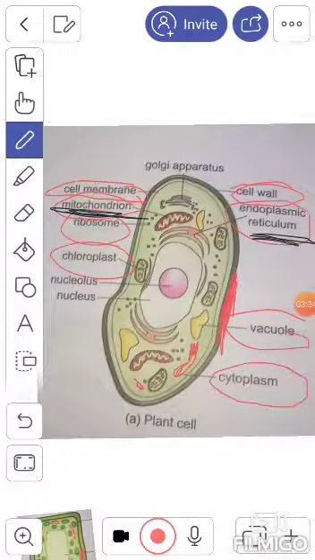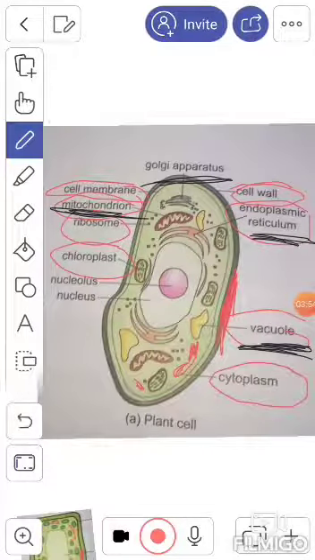Endoplasmic reticulum, it is responsible for storage of material, transport of material and synthesis of material. Golgi apparatus, also known as Golgi body, is responsible for secretion of many materials. Vacuole is a non-living part of a cell. It stores excess water, useful material, pigments and waste products. Ribosome synthesizes protein for the cell.